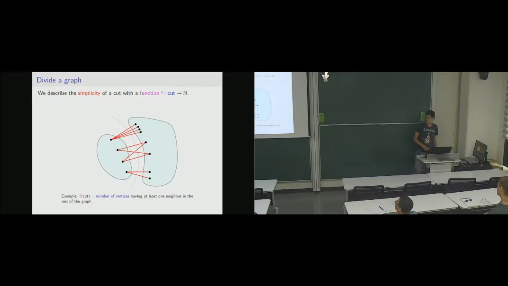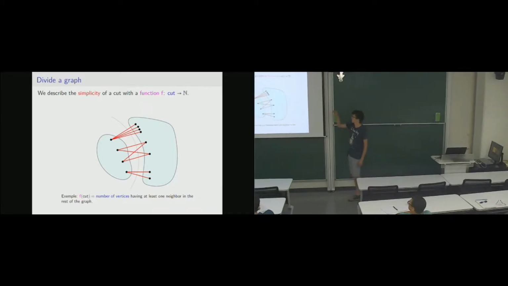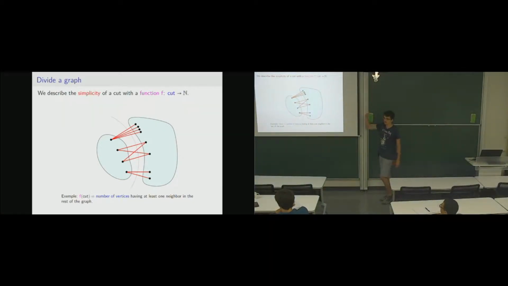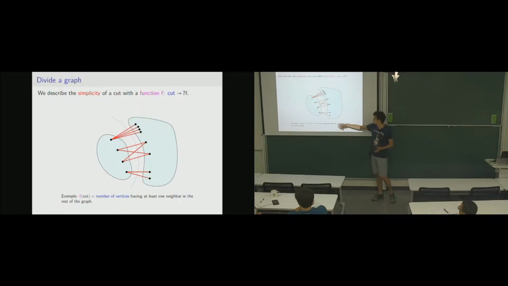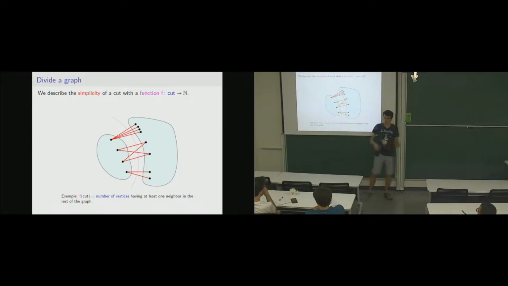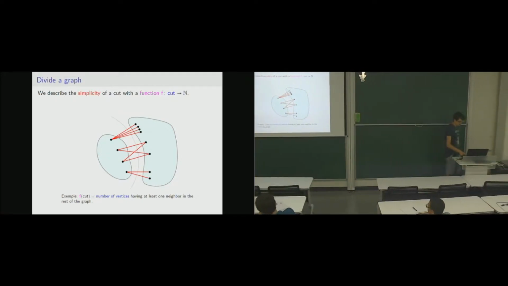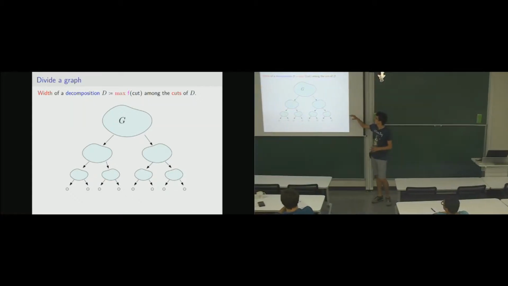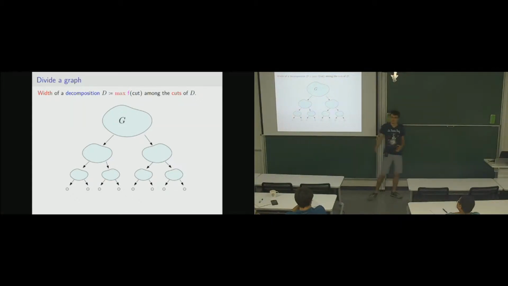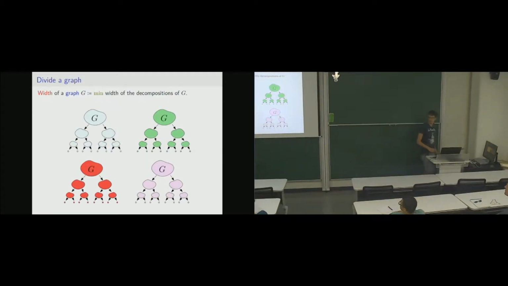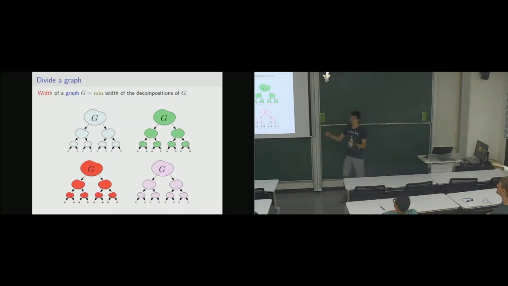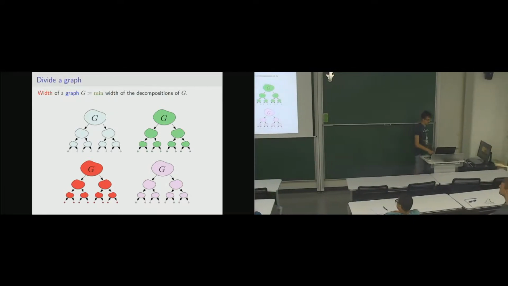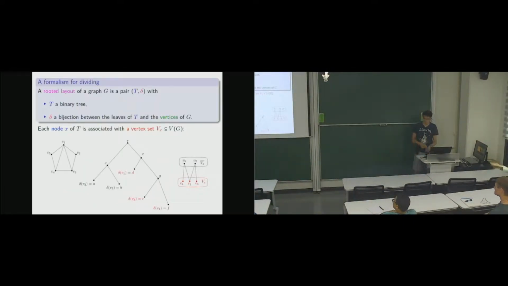To describe the simplicity of a cut, we use a function which takes a cut and gives an integer. For example, we can take the number of vertices that have at least one neighbor in this part, or something like that. The width of a decomposition is the maximum of the width of the cuts of your decomposition, right? And the width of the graph is the minimum among all the decompositions of your graph. And okay, so we have a formalism for that.